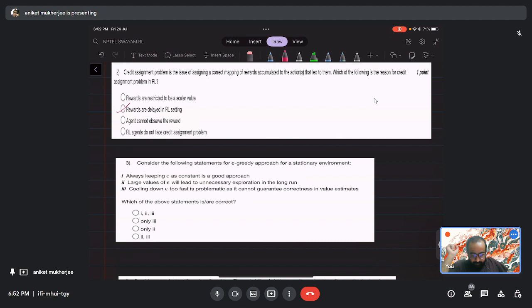Okay, next, consider the following statement for the epsilon greedy approach for a stationary environment. You have also seen this. Always keeping epsilon as constant is a good approach. So always keeping epsilon constant is false. Yeah, it's false. Good, thanks. Could you also state why?